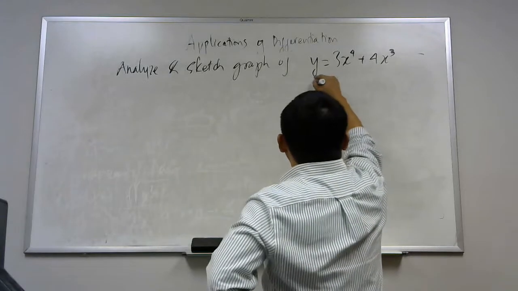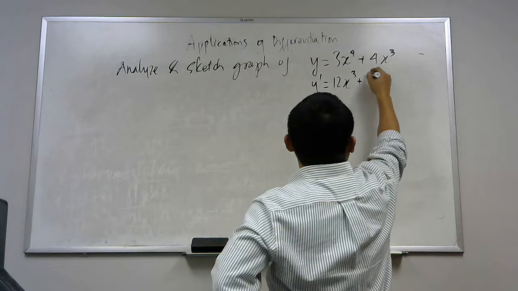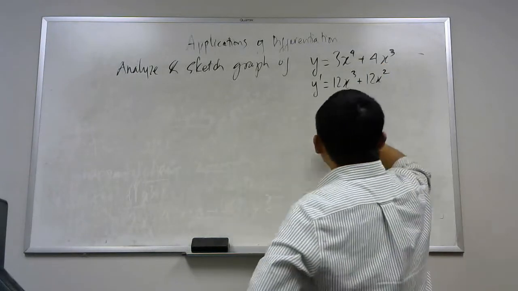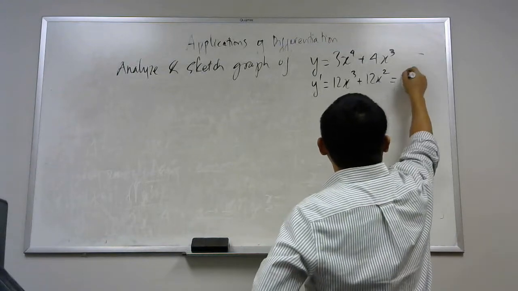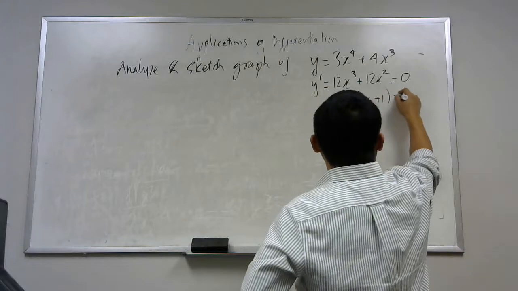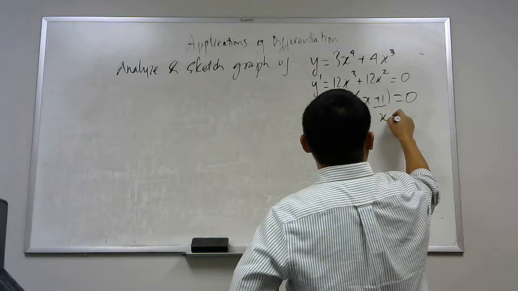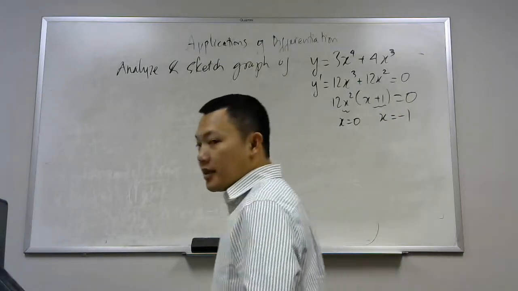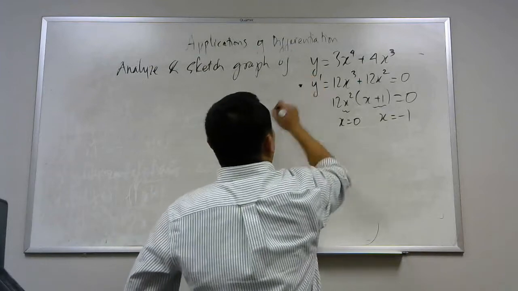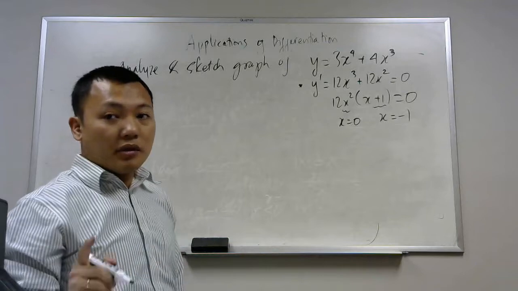Let me take the first derivative, and that is 12x cubed plus 12x squared. Using the first derivative, let's find the critical points. We set this equal to 0, so you have 12x squared times (x plus 1) equal to 0. From here you get x equals 0, and from here you get x equals negative 1. So the function has two critical points. Once we're done with the first derivative, I recommend you make the chart for the first derivative right away.